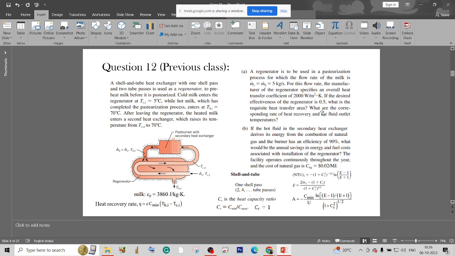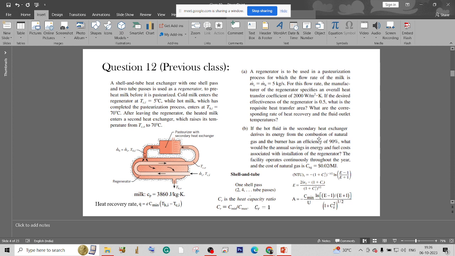If the desired effectiveness of the regenerator is 0.5, effectiveness is also given, what is the heat transfer area that is required? Okay, so we need NTU so that we can get the heat transfer area. What is the corresponding rate of heat recovery and the fluid outlet temperatures? So the fluid outlet temperatures we need, and the corresponding heat recovery we need.